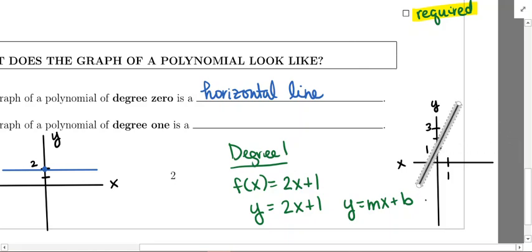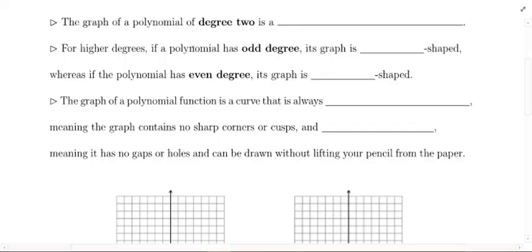So what's the difference between degree 0 and degree 1? Because you get lines in both cases. Well, in this case, this is a line with non-zero slope. So your line is going to have some kind of slope to it. All right, so moving on.